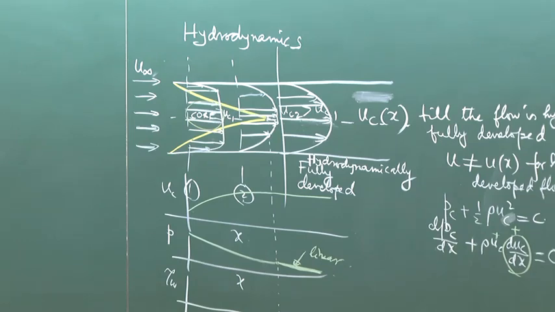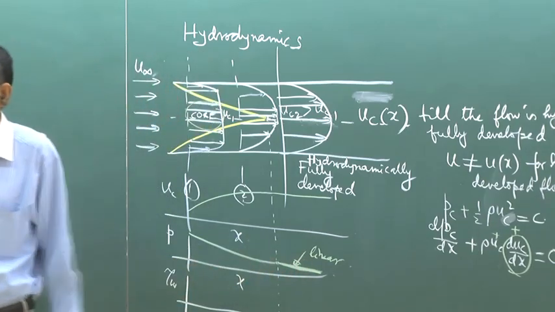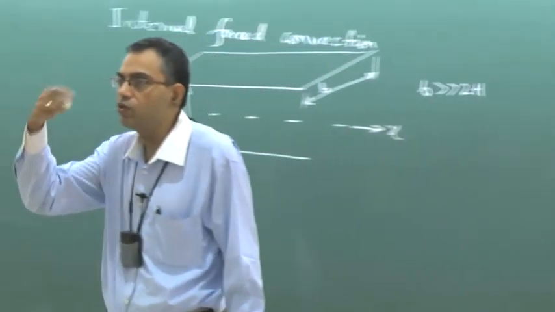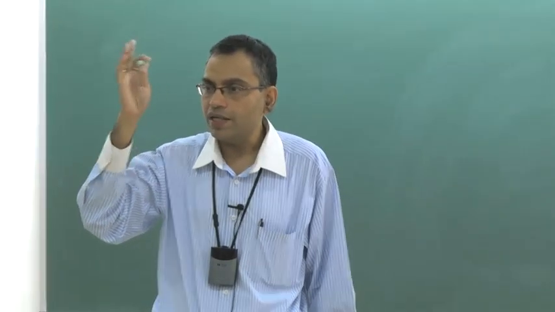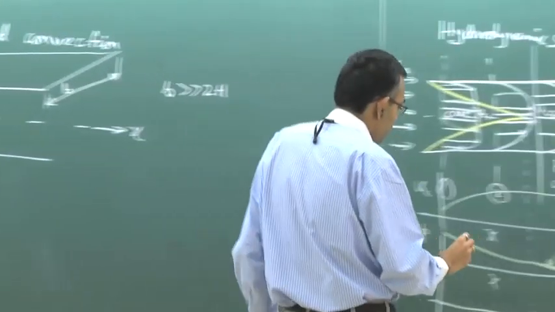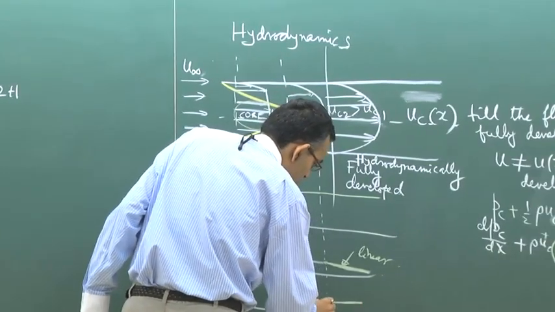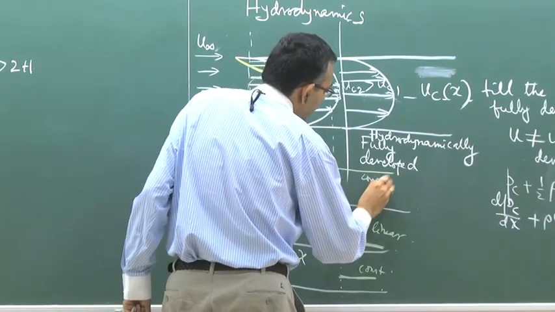Tau wall versus x. The wall shear stress should be constant for a fully developed flow, because tau wall is mu du dy at the wall, and u is a function of y only. So, du dy at the wall is a constant. So, for fully developed flow, it is a constant. This is constant, and this is also constant in the developing region.